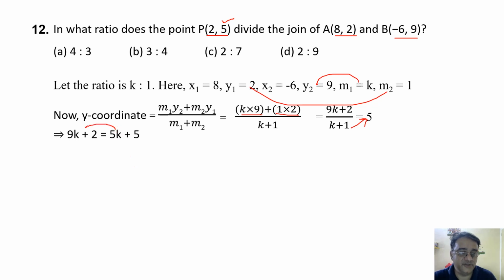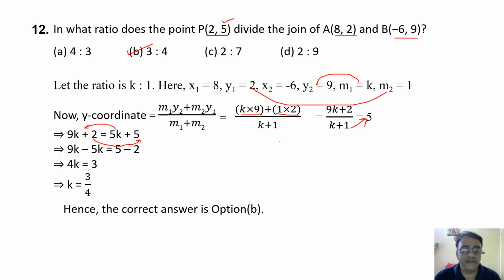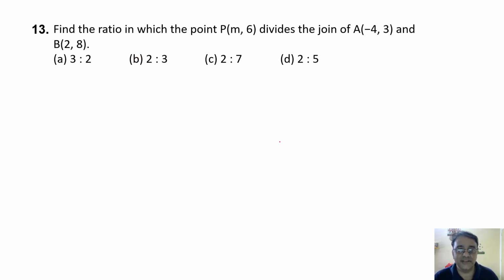5k, if you shift to this side, it will become minus 5k, and plus 2, if you shift to this side, it will become minus 2, right? In this step we'll get 4k is equal to 3. So what is the final answer? 3 by 4. Which option is the correct one? Option B. Option B, right. So this is the 12th question. Now we are moving toward question number 13.